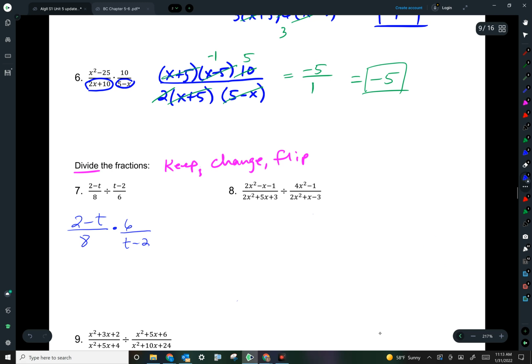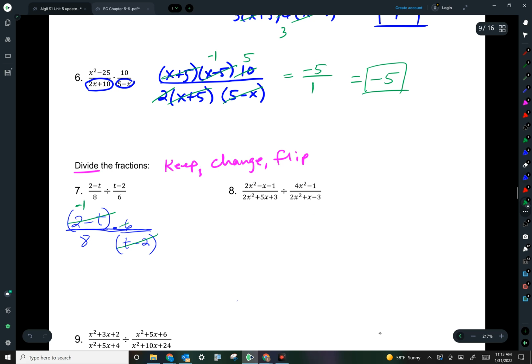Okay? And because it's multiplication, yes, I can think of it as all one big fraction. But remember, this is being multiplied by 6. And then the 8 is being multiplied by t minus 2. So it's probably best to think of those as being in parentheses. And so now I can cancel the t minus 2 and 2 minus t, leave a negative 1, right?